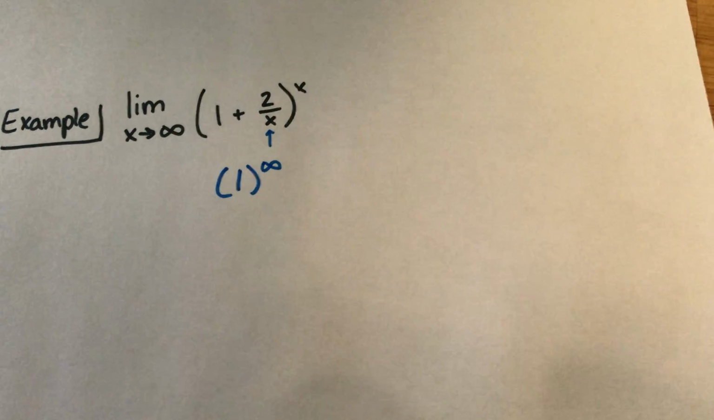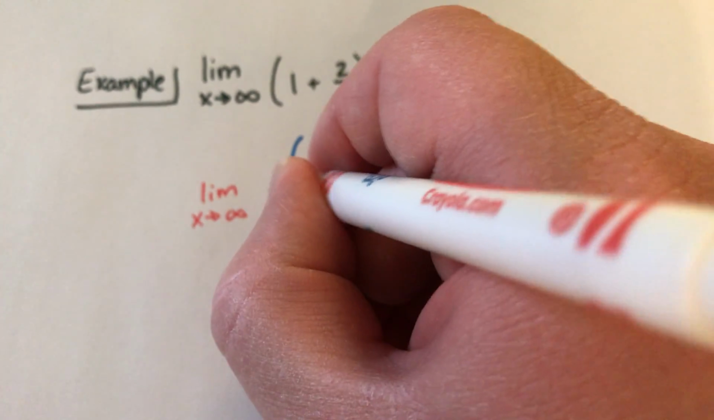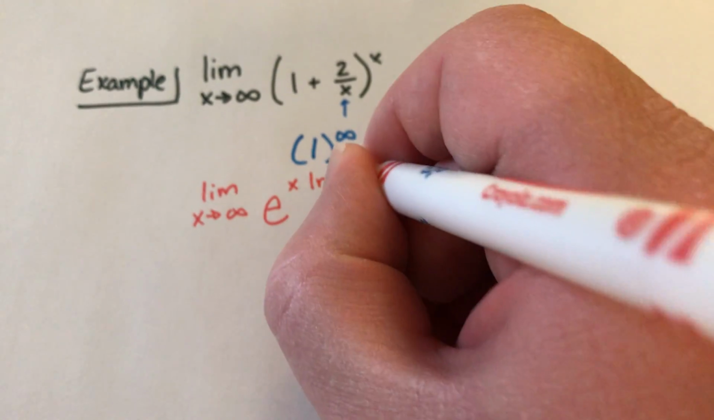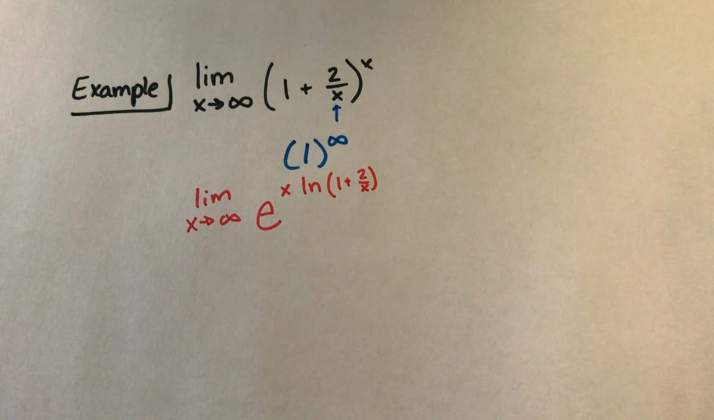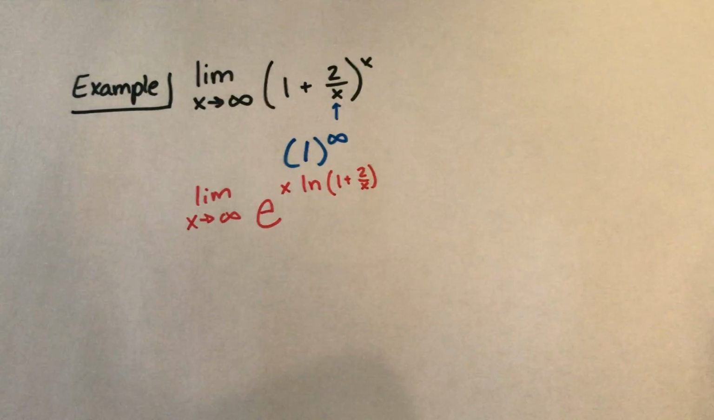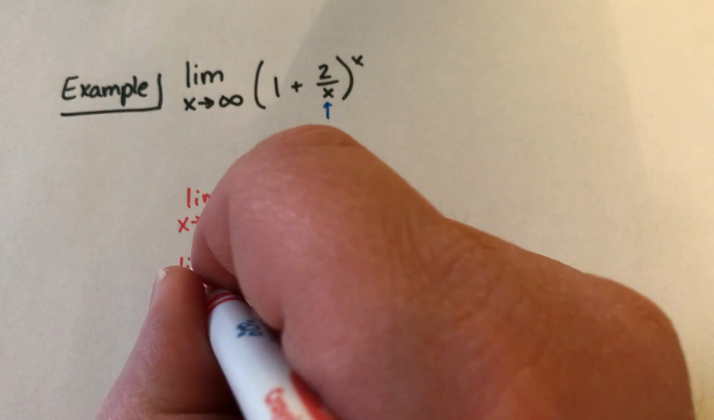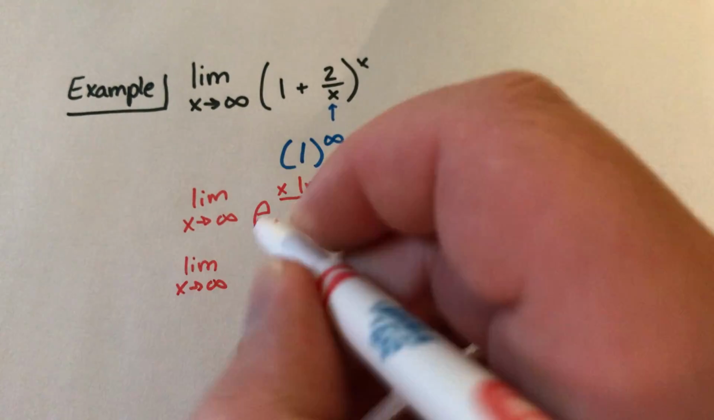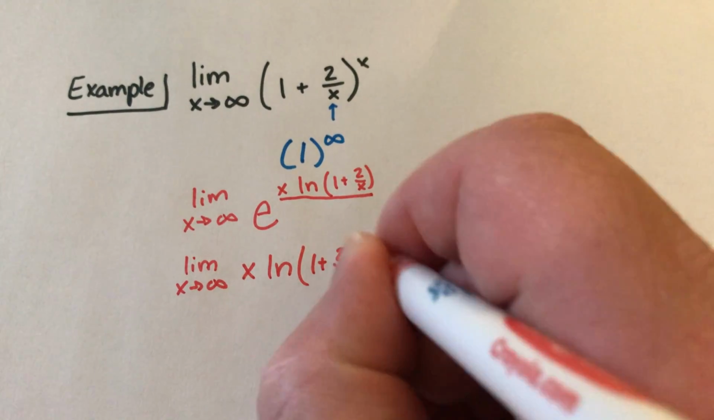So again, let me repeat. We want to rewrite this as an exponent. So I'm going to write the limit as x goes to infinity of e to the x times the natural log of 1 plus 2 over x. Okay, now that I've got that set up, I want to, again, just focus on what this exponent is. Limit as x approaches infinity of x times the natural log of 1 plus 2 over x.